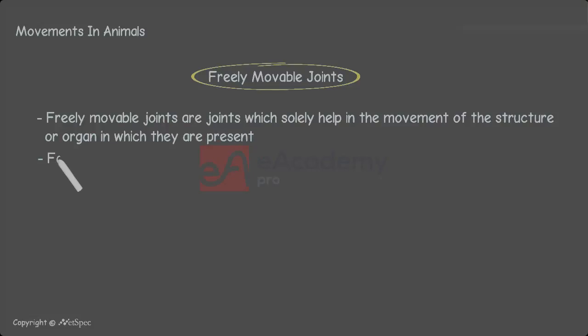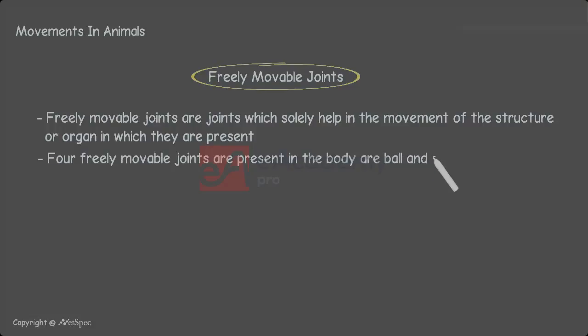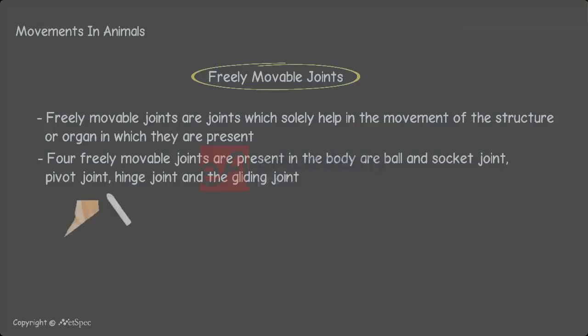Four freely movable joints in our body are the ball and socket joint, the pivot joint, which is there in the neck, the hinge joint, and the gliding joints. Gliding joints are there in the backbone and the region of the ankle. So these are the examples for freely movable joints.